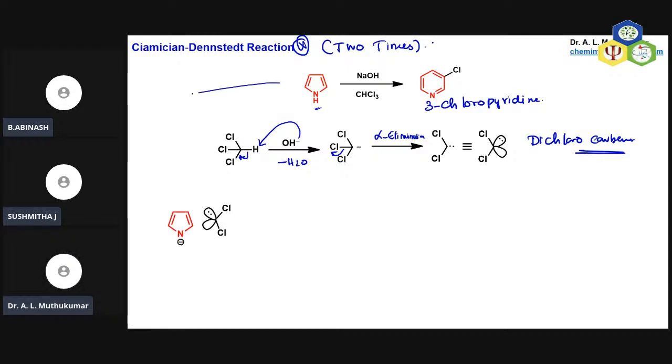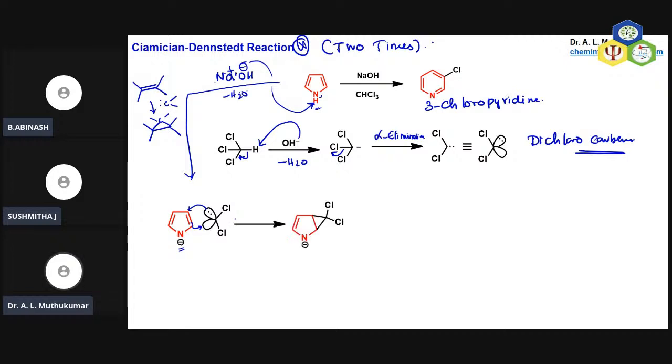This dichlorocarbene is the active species in this Ciamician-Dennstedt reaction. So what is happening in parallel? This sodium hydroxide also deprotonates the acidic hydrogen of the pyrrole. This hydrogen will be removed and you will get the corresponding anion. Now this is attacking here and this electron will be moving here. You might have studied in your BSc itself the Simmons-Smith reaction: when an alkene is treated with a carbene system, it forms the corresponding cyclopropane as a product. That reaction is taking place here. As a result, you can see the formation of cyclopropane.